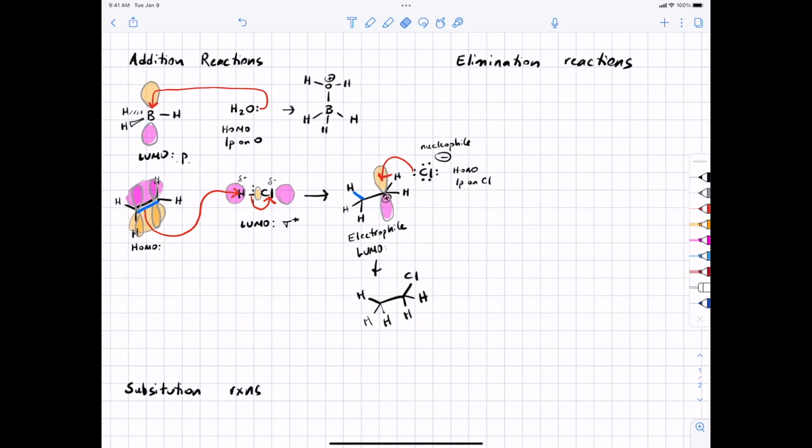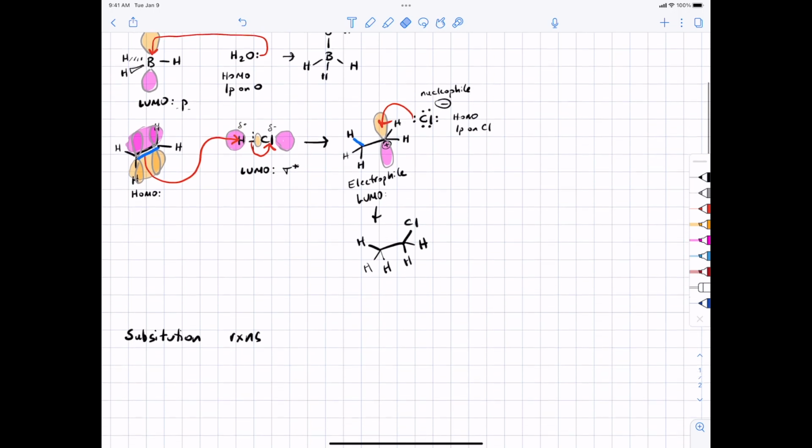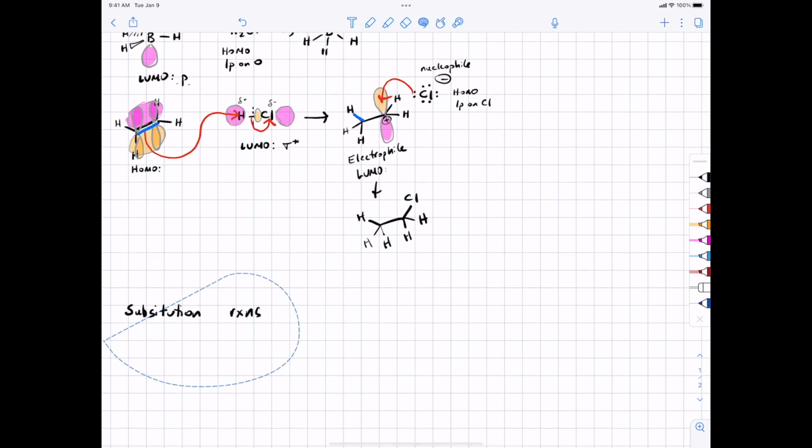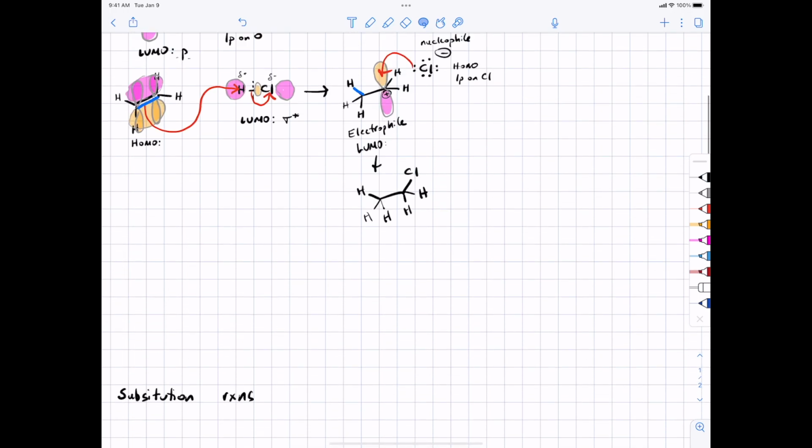Okay, and yes? With the molecule that has 3 hydrogens on one side and 2 on the other, I'm confused. Didn't we lose an electron?